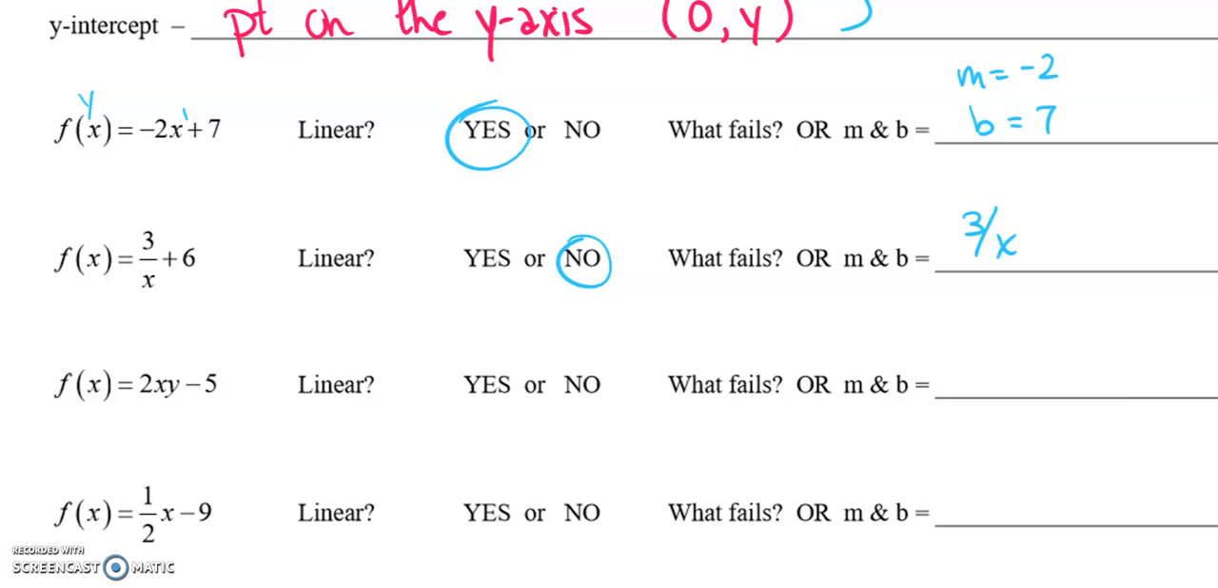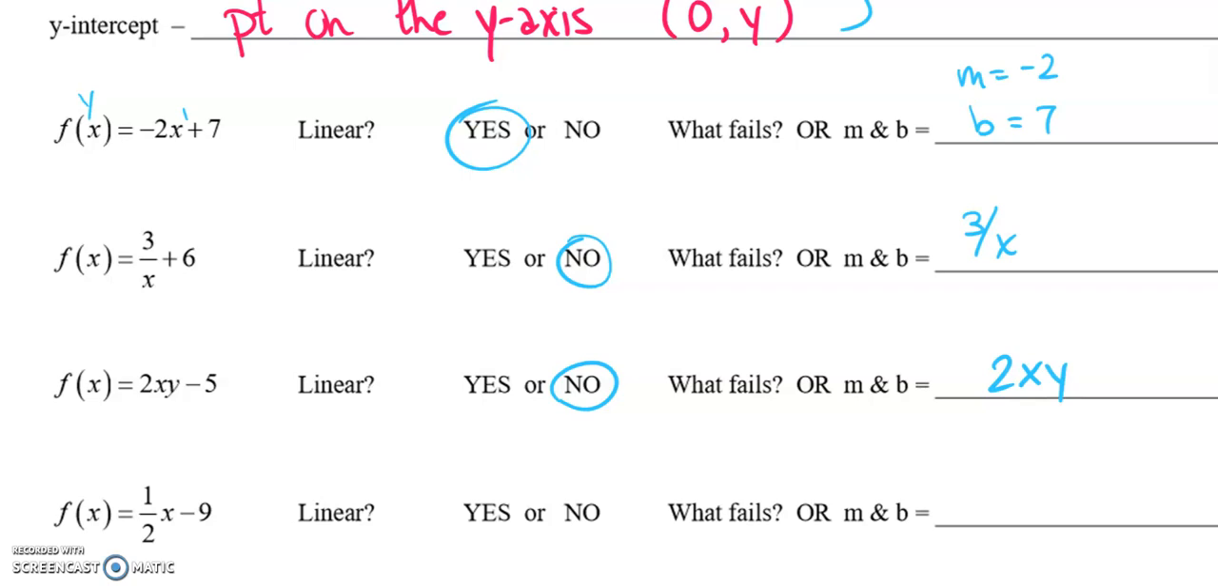Let's look at the third one. F of x equals 2xy minus 5. Is that linear? What do you think? Yes or no? No is the correct answer. So why not? Who is the failure? What term is the failure? The 2x times y is the failure. We have an x to the first and we have a y to the first, but we have an x times a y, and that's not allowed.